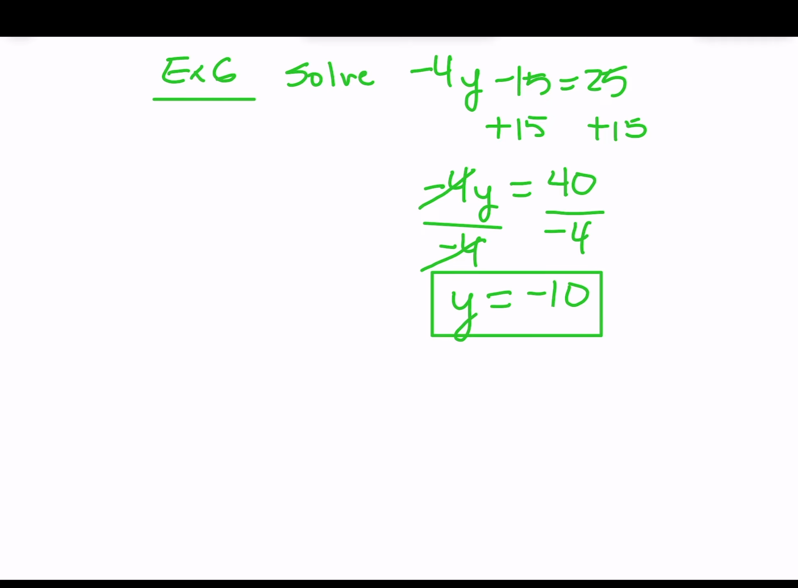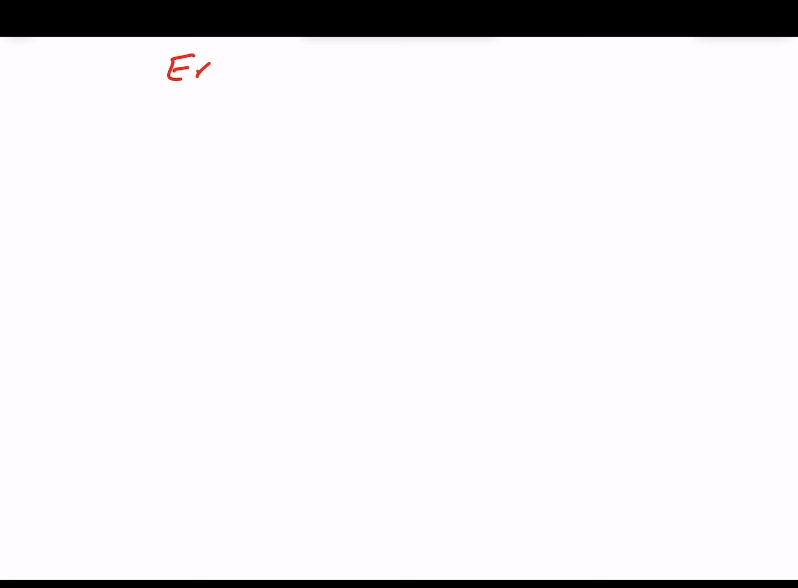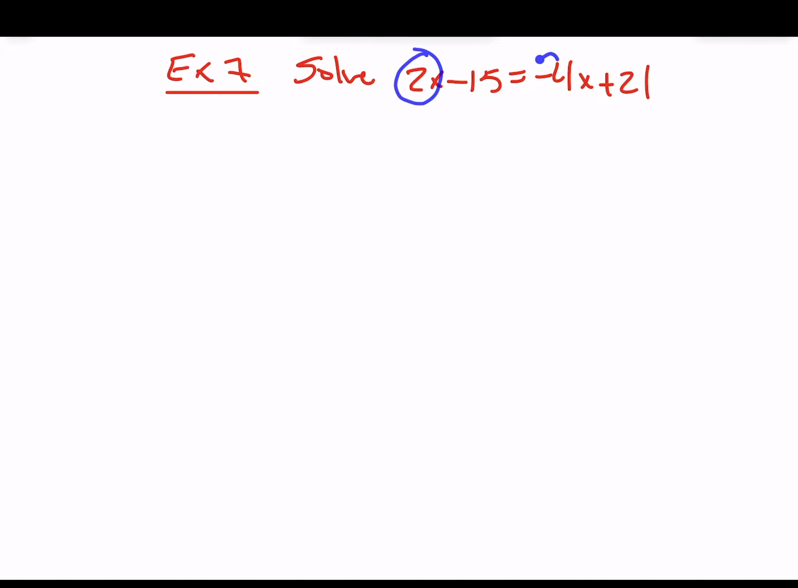Okay, and one last example, we'll do example 7, which we will want to solve 2x minus 15 equal to negative 4x plus 21. Notice in this case, this is a little bit different kind of an example than we've seen before. In this case, we have the variable on both sides of the equality symbol, and we have a constant on both sides. So how do you decide which side you want x to be on?